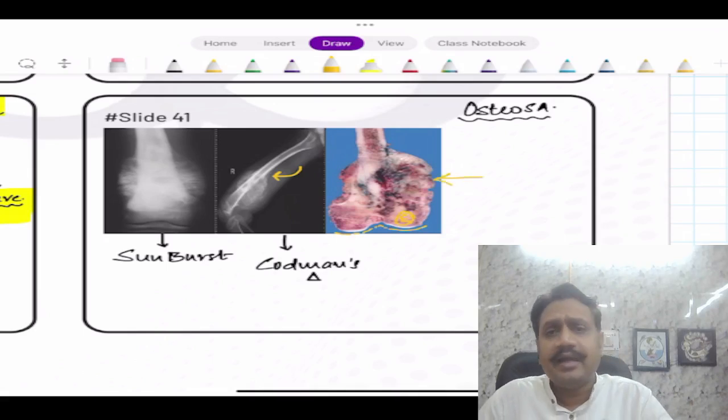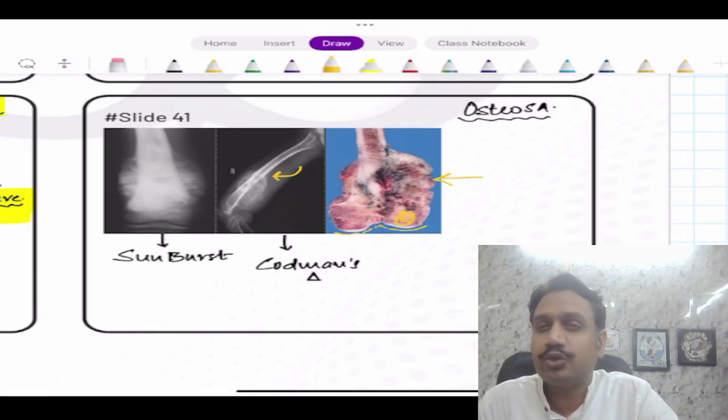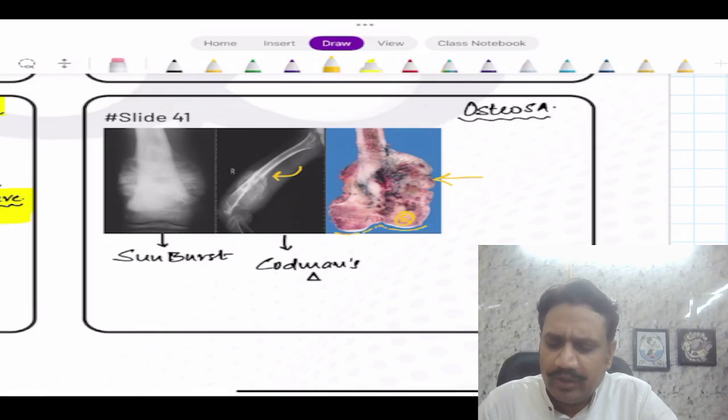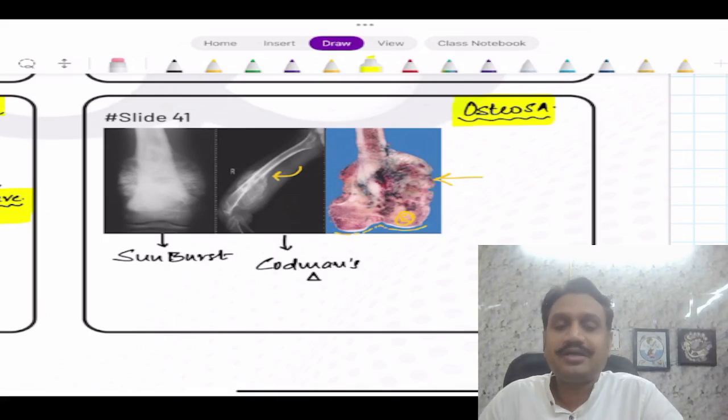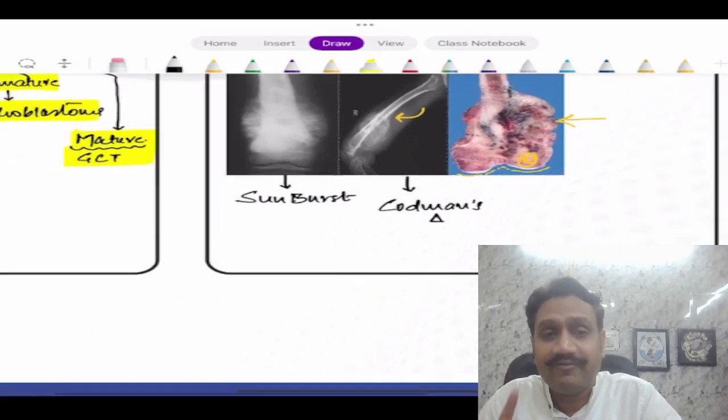At the metaphyseal area. At the metaphyseal area, what is that lesion which flares, destroys the cortex, shows a lot of periosteal reaction? It is only one, that is osteosarcoma, right? Okay, that is osteosarcoma. Perfect. So don't forget the three steps I'm putting here for everyone.